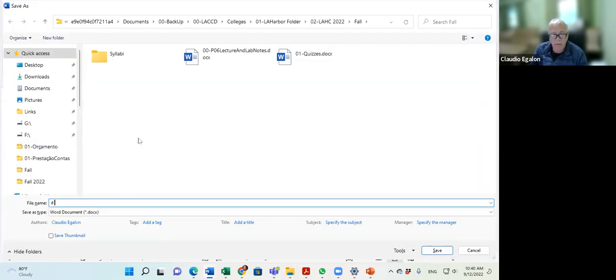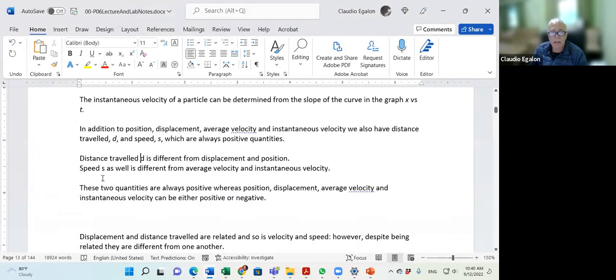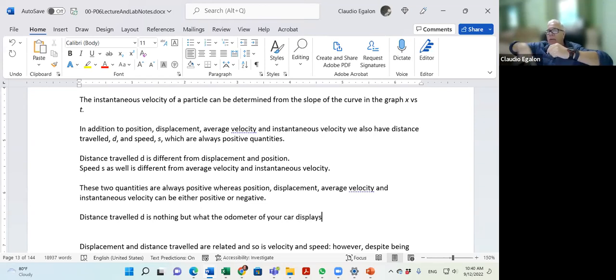Well, distance traveled d is nothing but what the odometer of your car displays. Okay, it doesn't show anything negative there, right? The odometer of your car is always positive. That's what distance traveled is all about. Displacement can be positive or negative, can be zero.